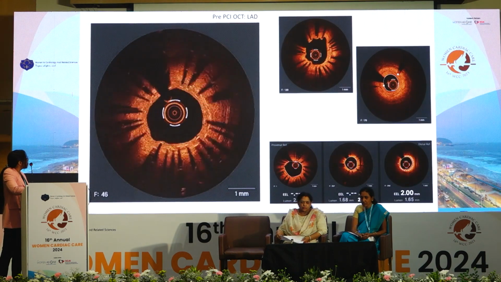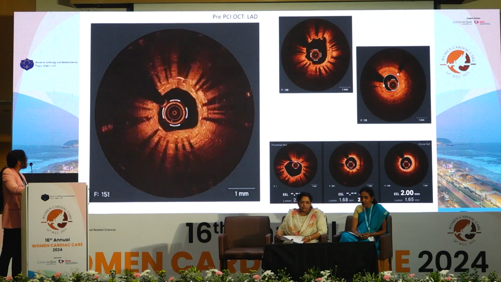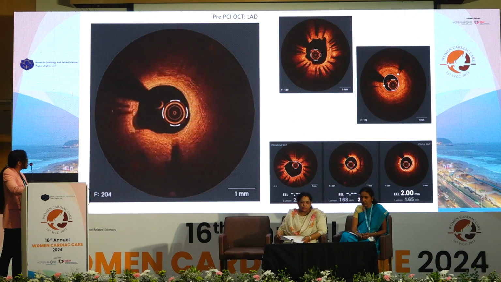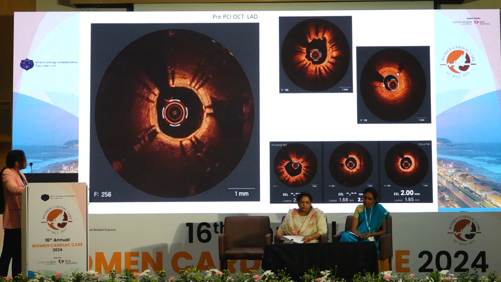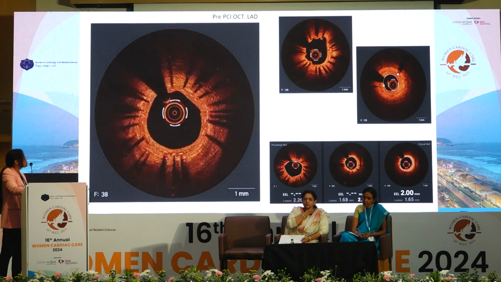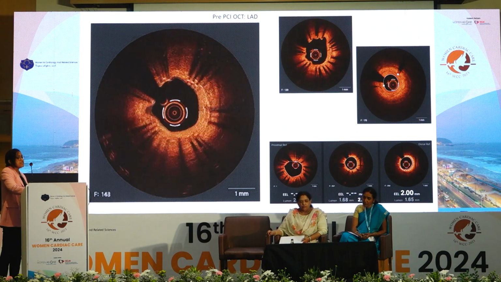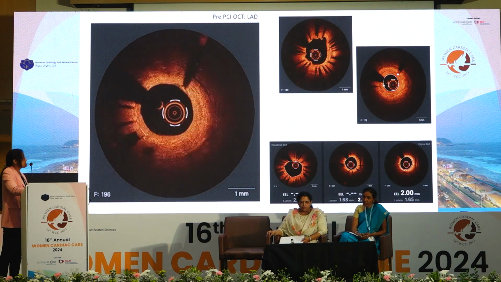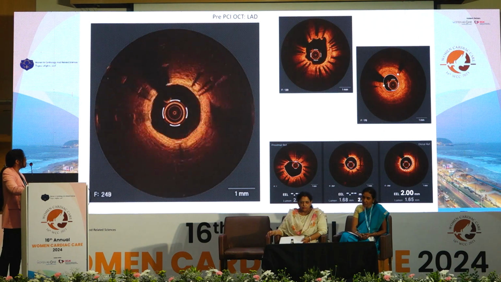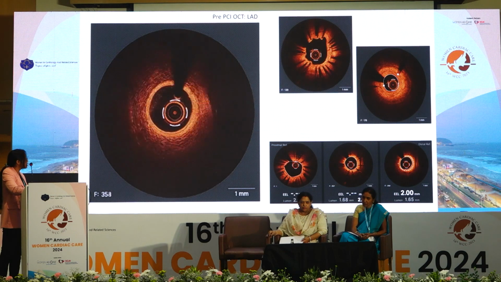This is the OCT run in LAD. Here we can see diffuse neointimal hyperplasia, and 2 layers of stent can be seen in LAD. The minimum luminal area is 2.23 millimeters square. So although visibly LAD didn't show any significant ISR, on OCT there was significant ISR in LAD also, and there are 2 layers of stents.